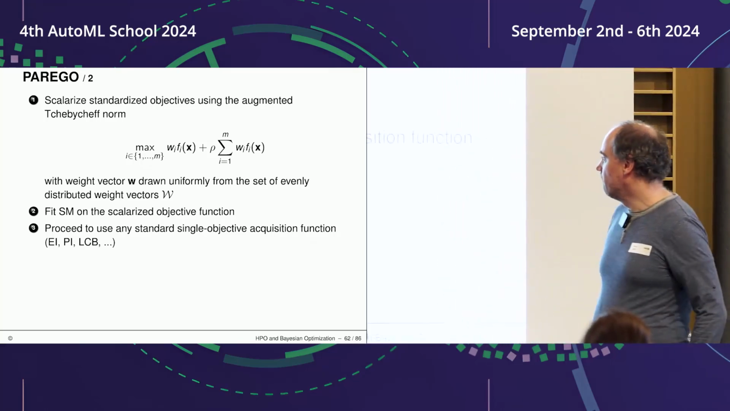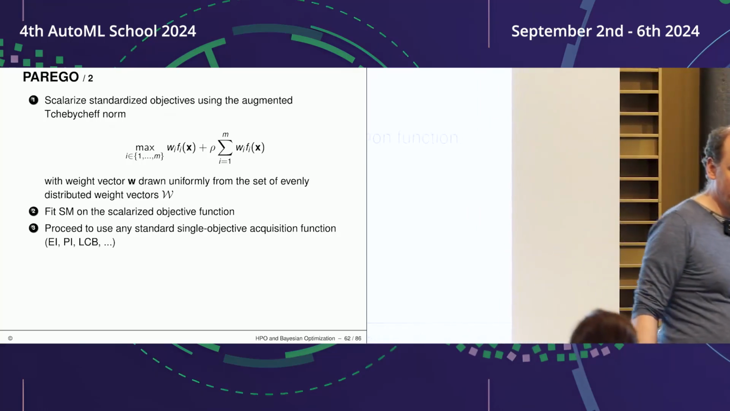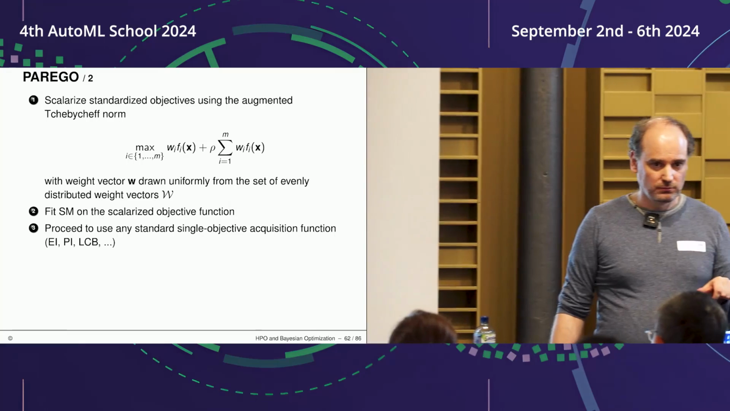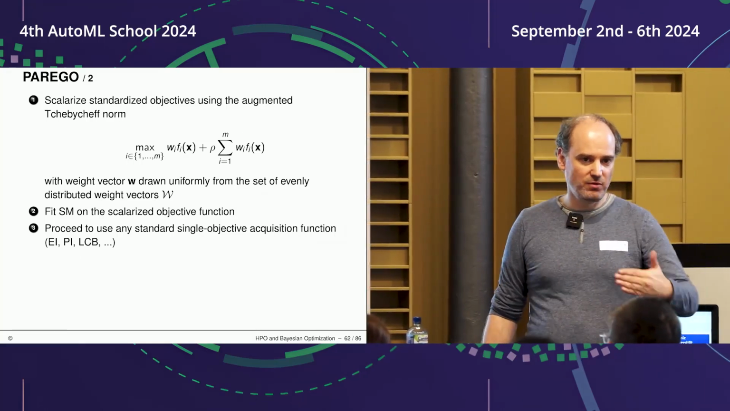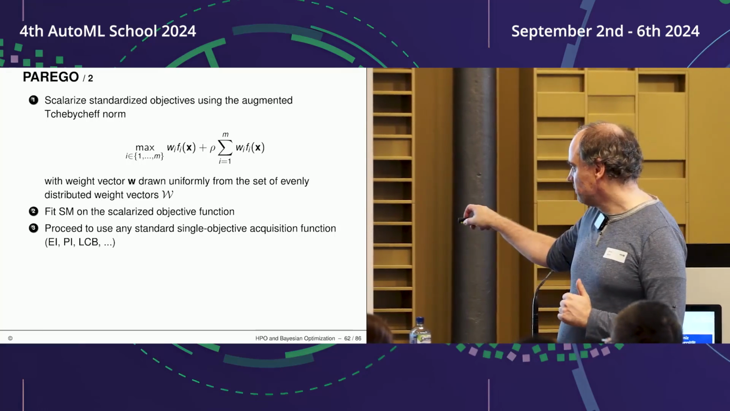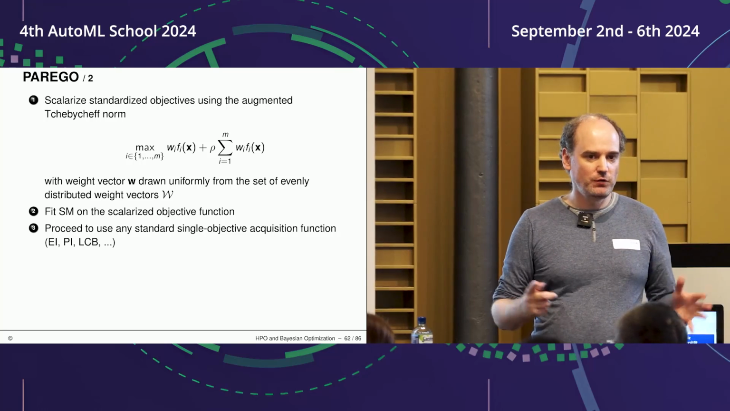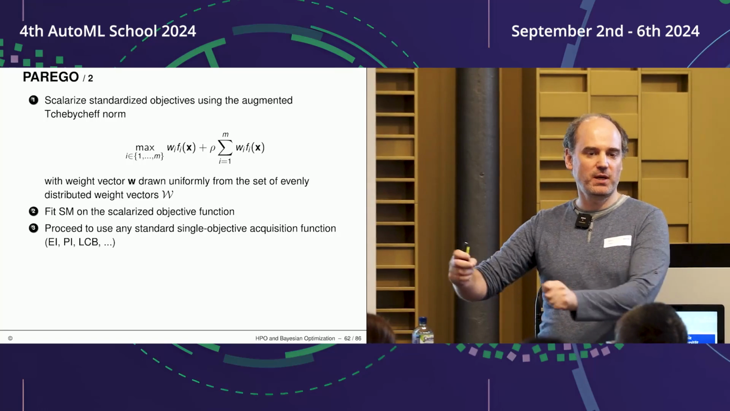And what we now do is we basically turn this into a single-objective BO problem in each iteration, okay? You draw this random vector W, and now you run your favorite instantiation of single-criteria BO on this. So you, for example, do one iteration of expected improvement.